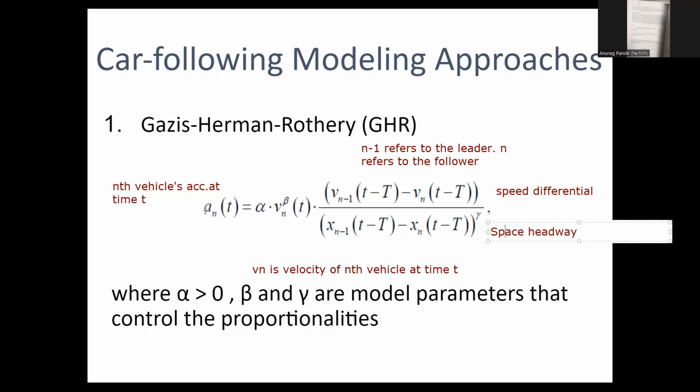So what we are saying is that the acceleration of the nth vehicle at time t will be defined by these three things: the velocity of the vehicle itself, how fast or slow you're going already, and the speed differential that you've got going on, but it'll be inversely proportional to the space headway that you have. So you'll accelerate or decelerate more in response to the leader if you're close to them. But if you're far from them, you're not going to be as affected by it.